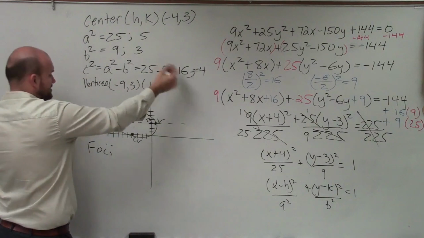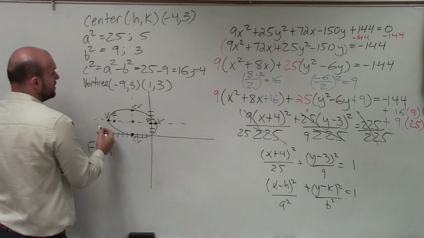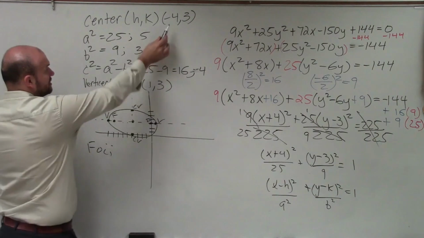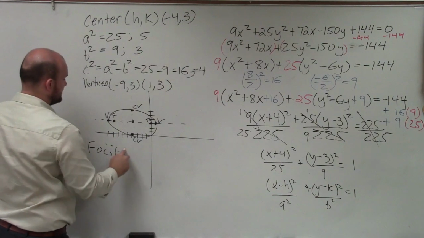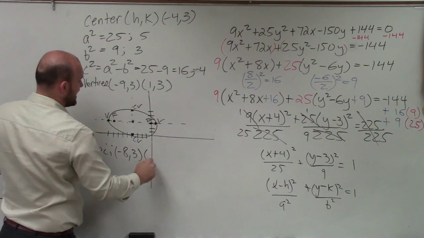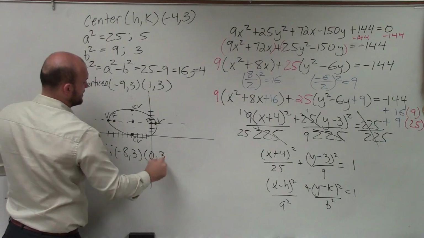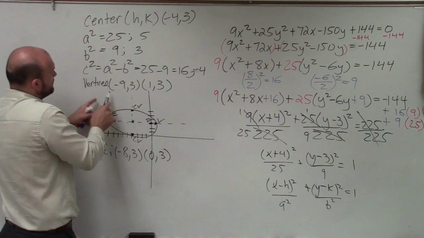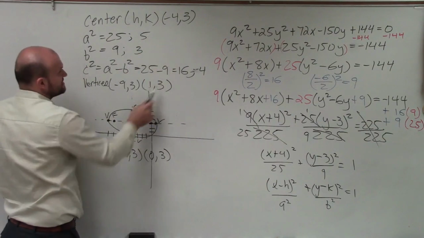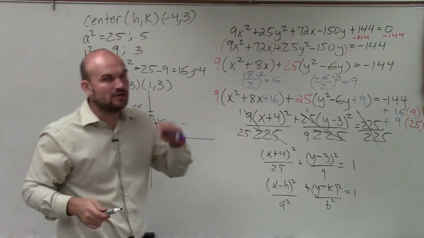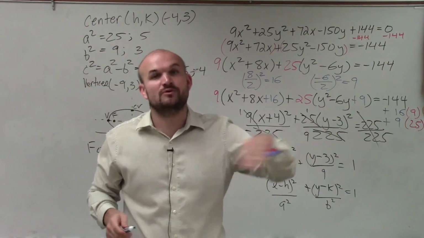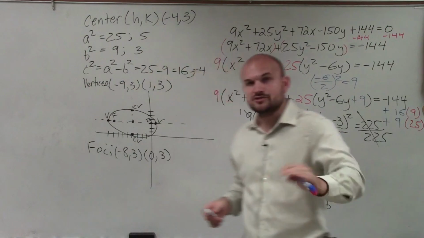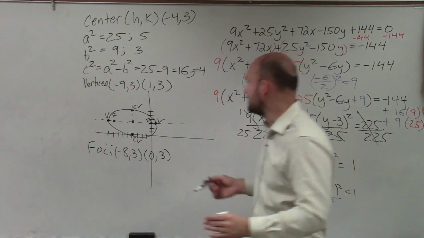However, it's only 4 units. So I'm going to subtract 4, and I'm going to add 4 to my center. So that will give me negative 8, 3, and 0, 3. So notice how the foci and the vertices and the center all have the same y-coordinates because they all lie on this major axis, which in this case is horizontal. So therefore, the y-coordinates are always going to remain the same.